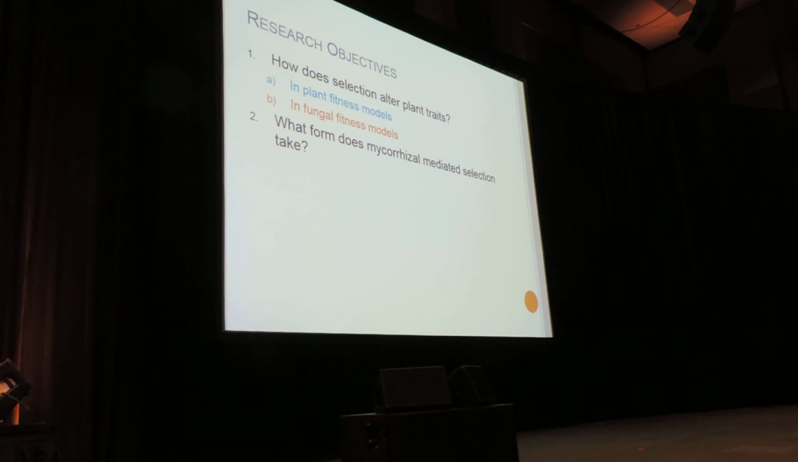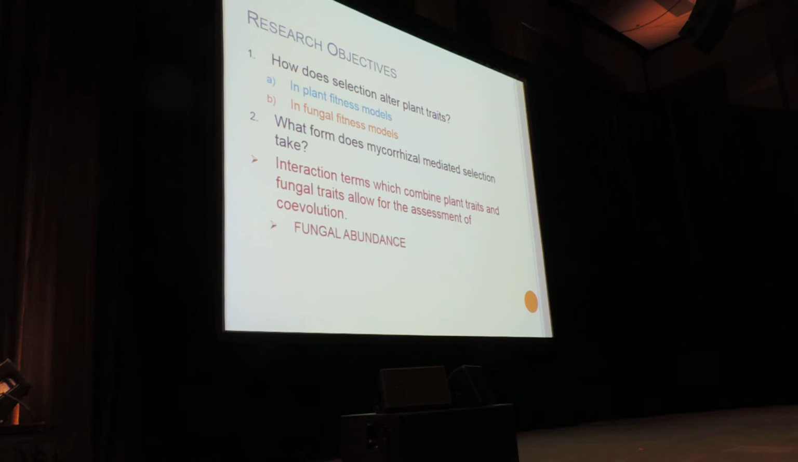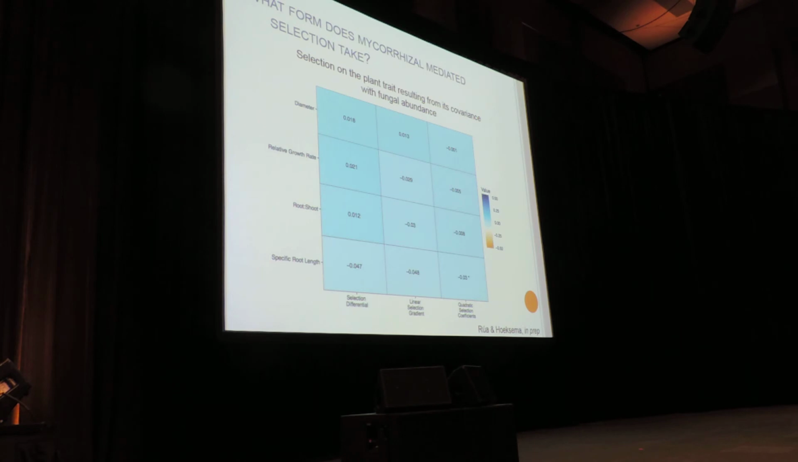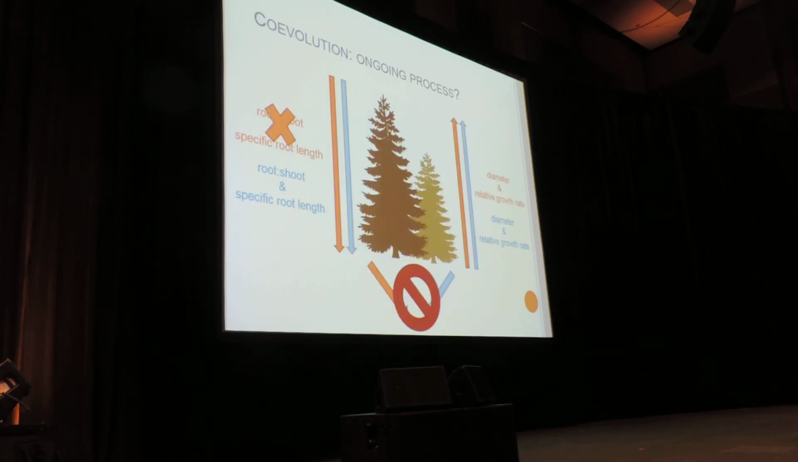But what we're really interested in is what form mycorrhizal mediated selection is taking. To get at this, we can assess the interaction terms, which combine plant traits and fungal traits and allow for the assessment of coevolution. Today, in the interest of time, we're just going to talk about one fungal trait, fungal abundance. I have many more fungal traits, so if you're a mycologist or just interested in this work, come see me. Unfortunately, if we just look at fungal abundance, we have no significant selection being undertaken from the mycorrhizal's point of view.